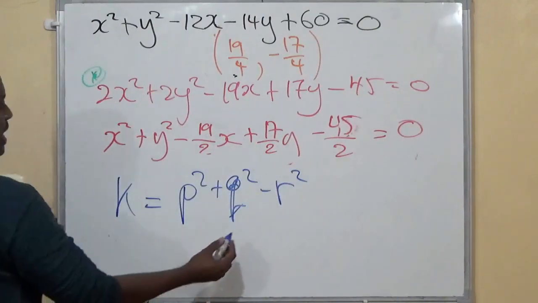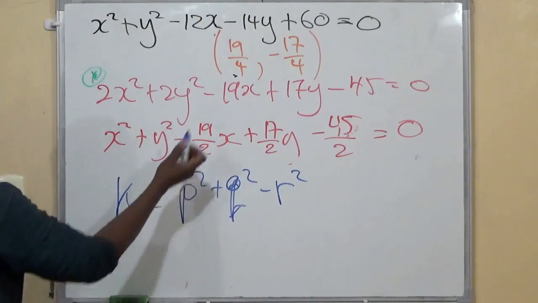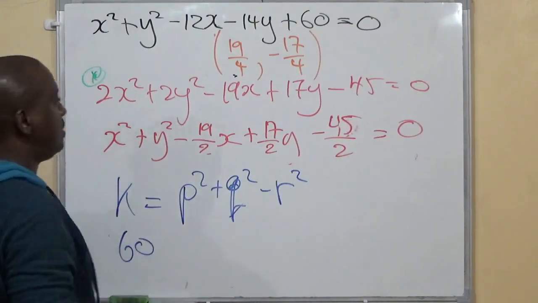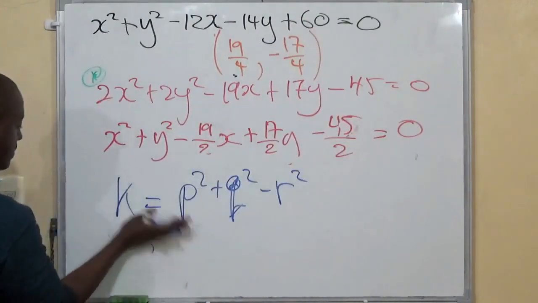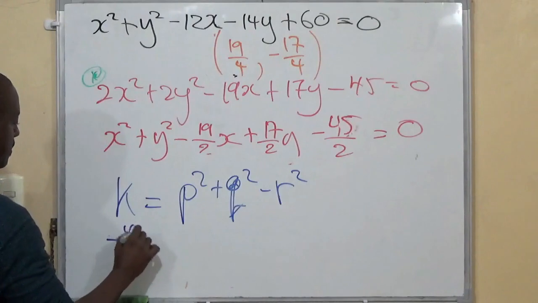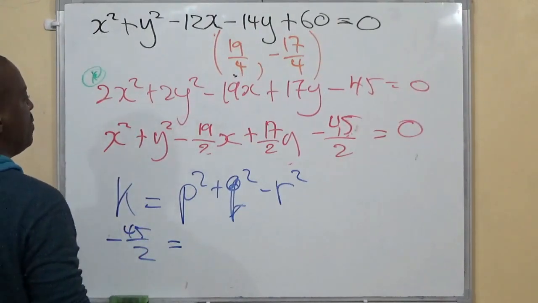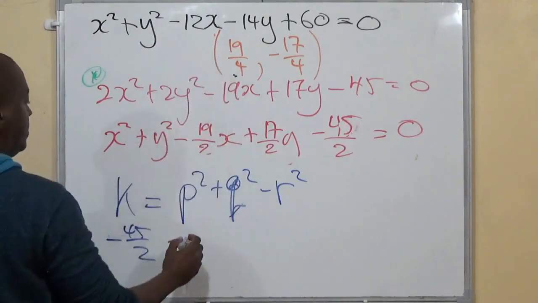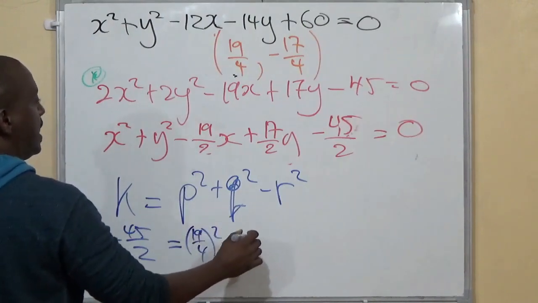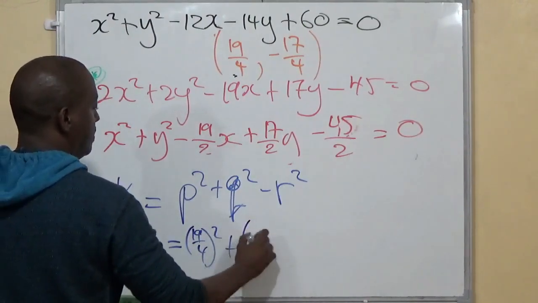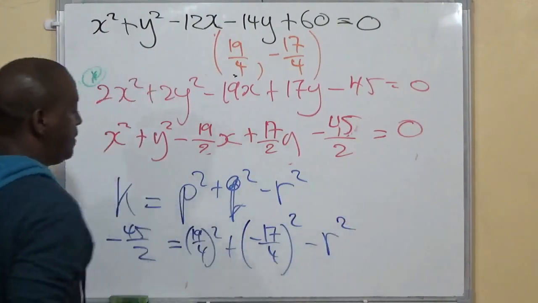So we want to find the radius of this circle here in red. All right, so k is 60. That's the overall constant. Sorry, I used the wrong equation. The k is minus 45 on 2 here. So minus 45 on 2 is equal to what? P squared. We already established that p is 19 over 4, so 19 over 4 squared, and q is minus 17 over 4 squared, minus r squared.